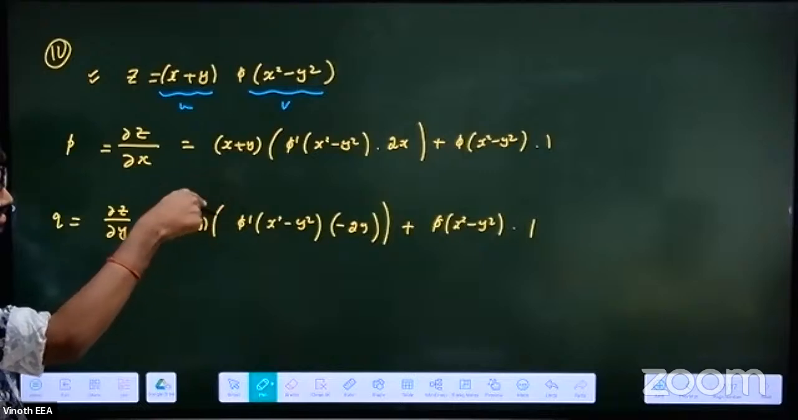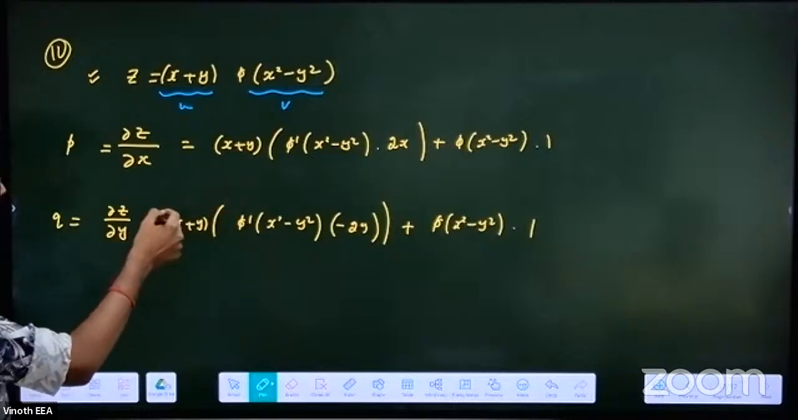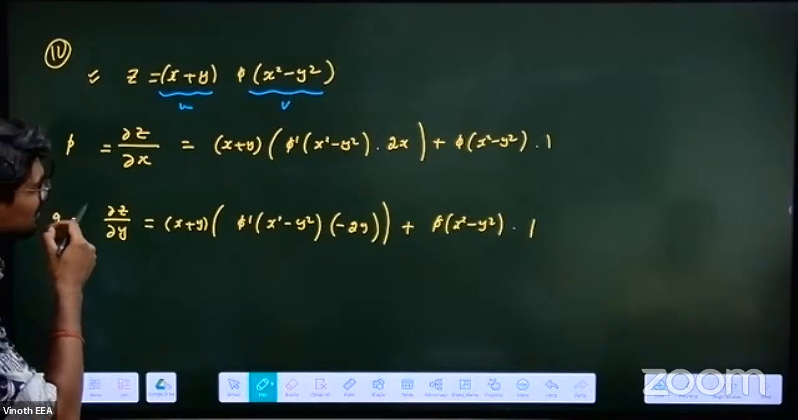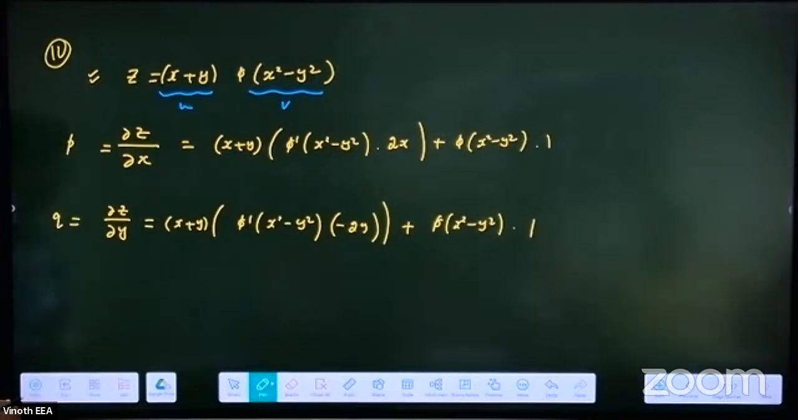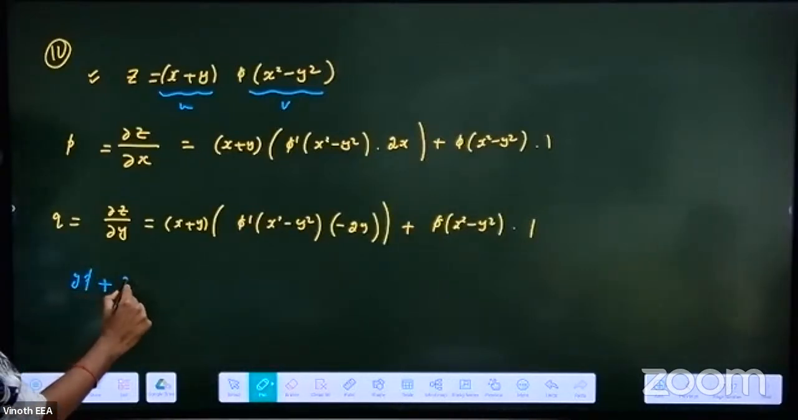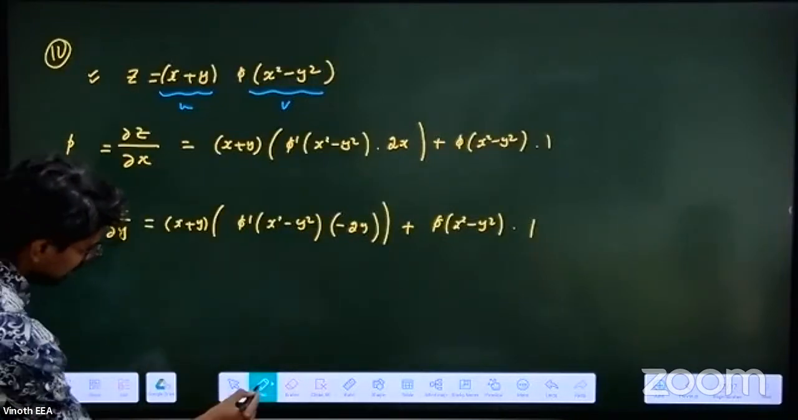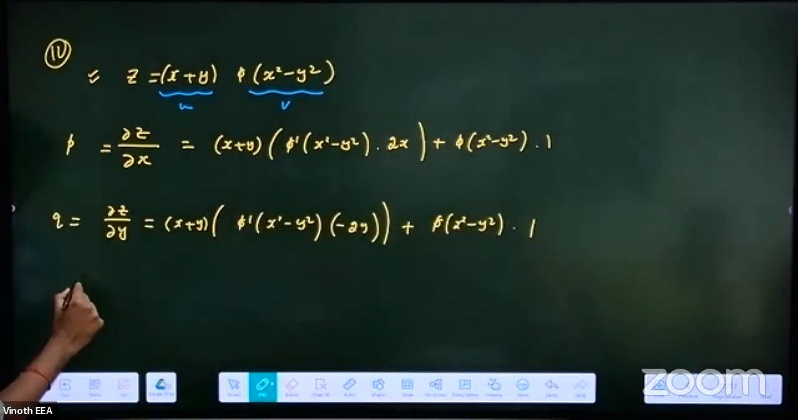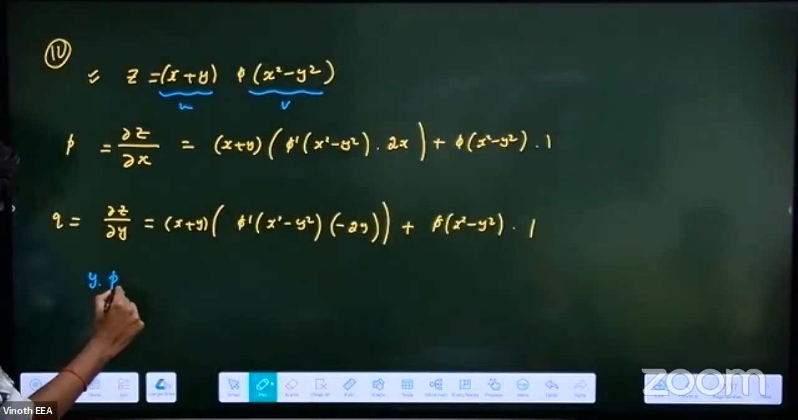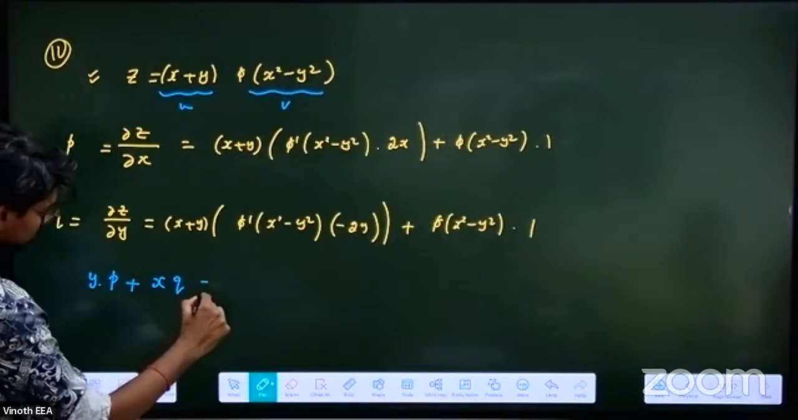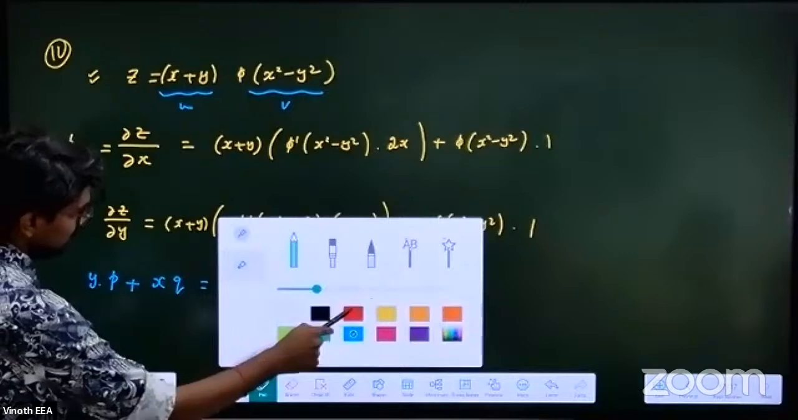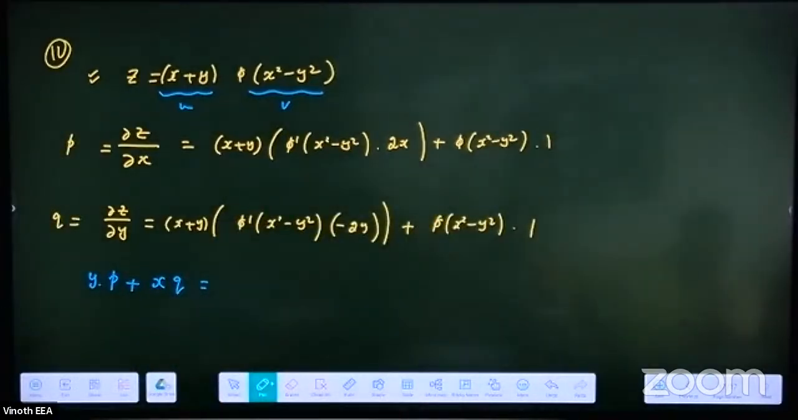I cannot divide. I have an addition sign. See, it is simple. And that we can do. What I am going to do is multiply y with p and then add x with q. What will happen? I hope now it will be easy. What is the answer? What will happen?